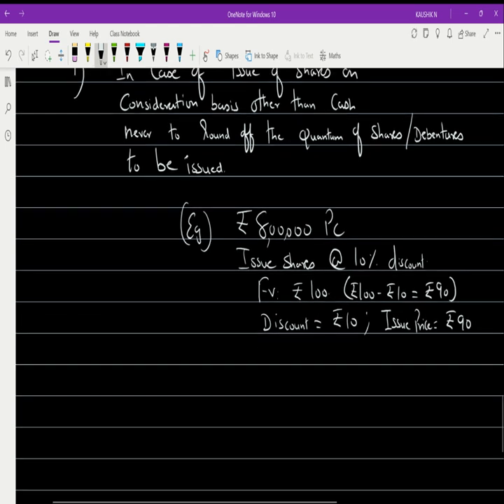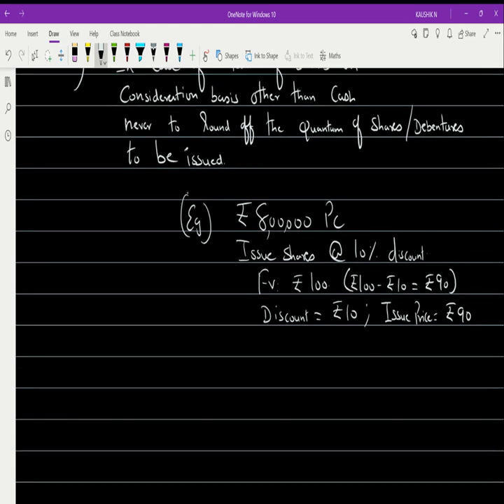The most important formula: there is a formula to find out the number of shares or debentures to be issued. The formula remains the same. Number of shares or debentures to be issued is equal to amount payable.